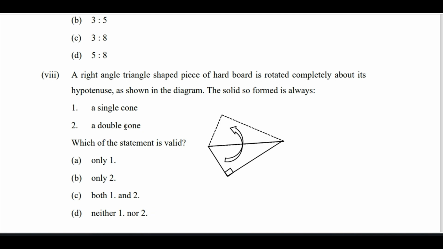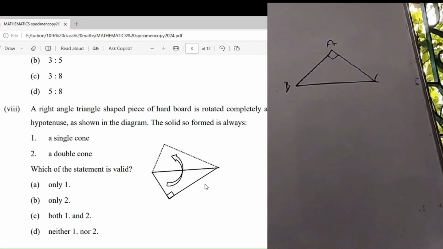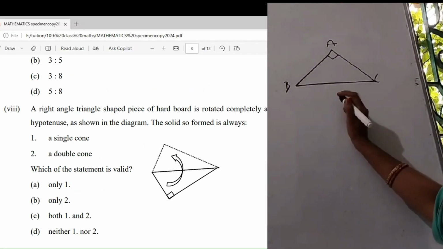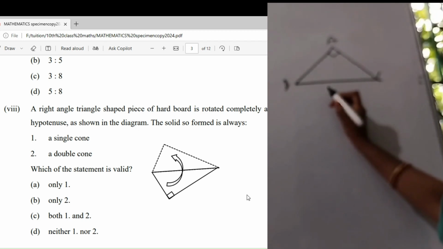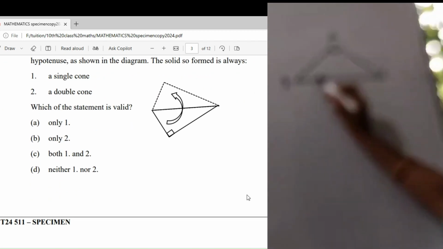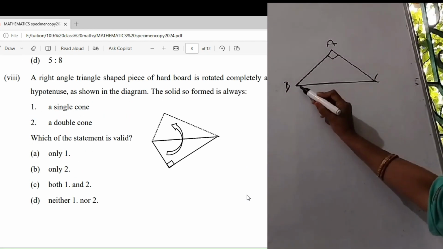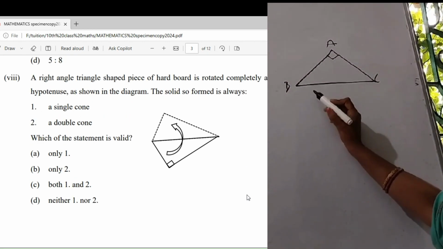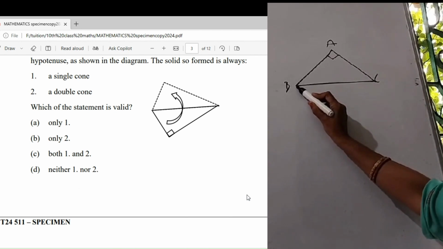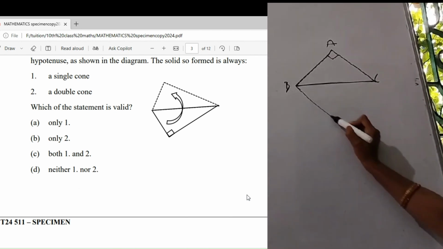Why is this a double cone? I have done a video for this one, so let me explain it. There is a question in the specimen copy 2024 for 10th class: if a right angle triangle is rotated about its hypotenuse, what will be the shape of the new figure?